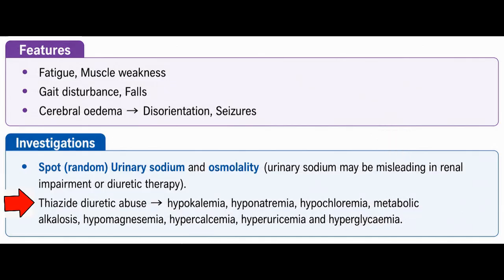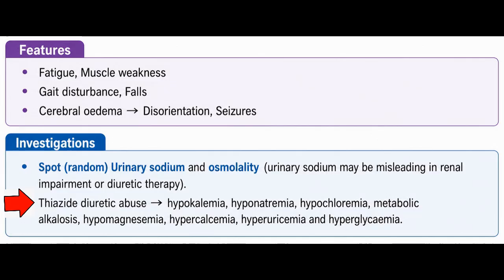2. Look for evidence of thiazide diuretic abuse. Thiazide diuretics are one of the most common causes of hyponatremia. Patients taking thiazides may have several characteristic laboratory abnormalities such as hypokalemia, hyponatremia, hypochloremia, metabolic alkalosis, hypomagnesemia, hypercalcemia. Unlike loop diuretics, thiazides increase calcium reabsorption, so serum calcium may be elevated.